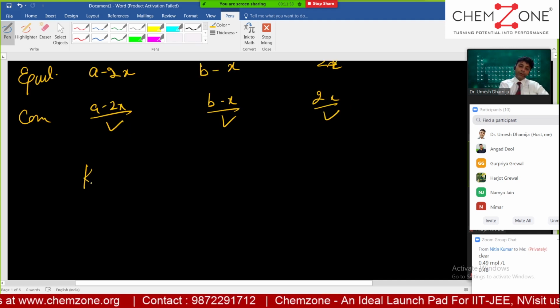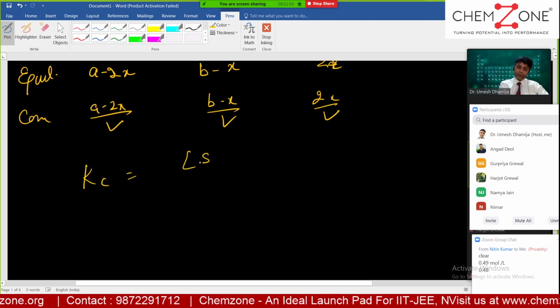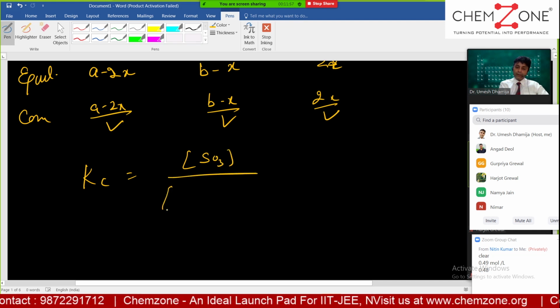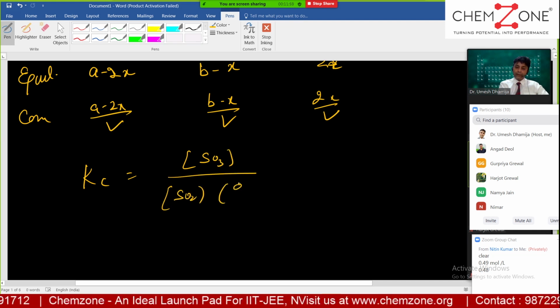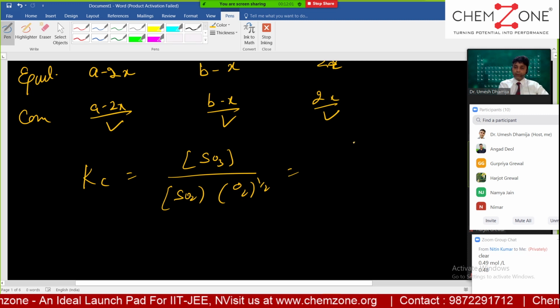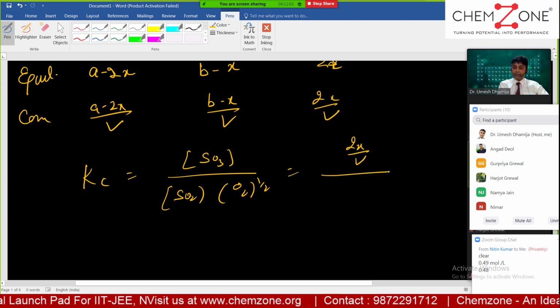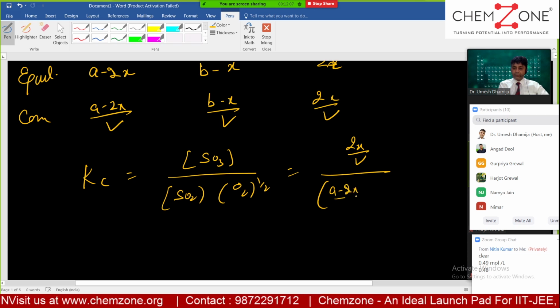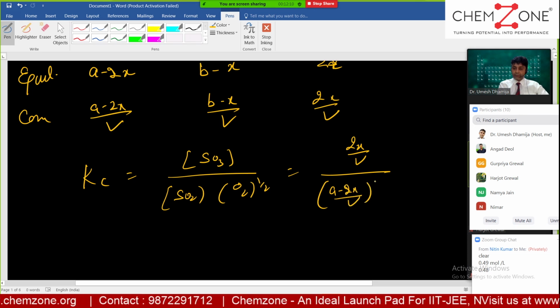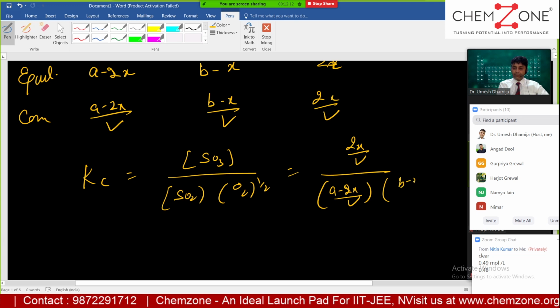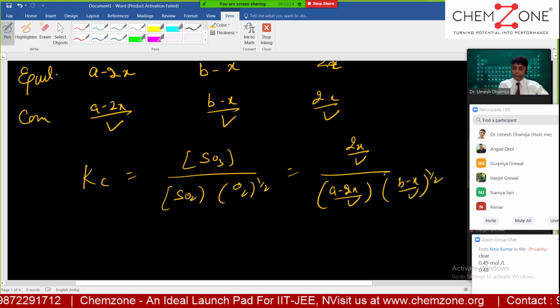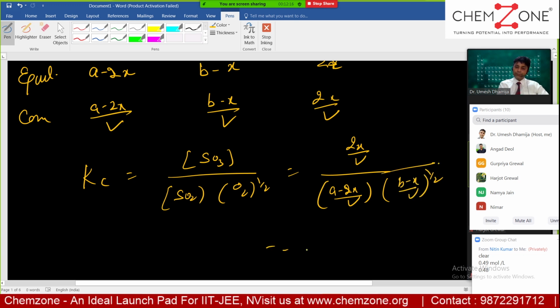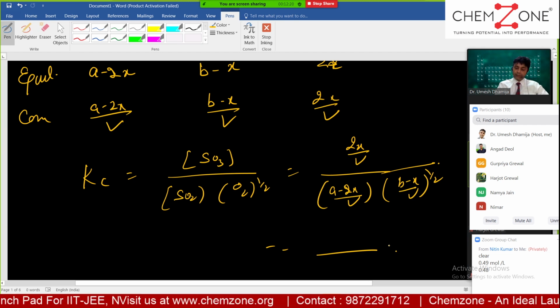Now the equilibrium constant. Equilibrium constant is now SO3 to the power 1 over SO2 and then O2 to the power 1 by 2. Now it is 2x upon V over A minus 2x upon V to the power 1 and B minus x upon V to the power 1 by 2. So you can put all this here and you can solve it. Right?